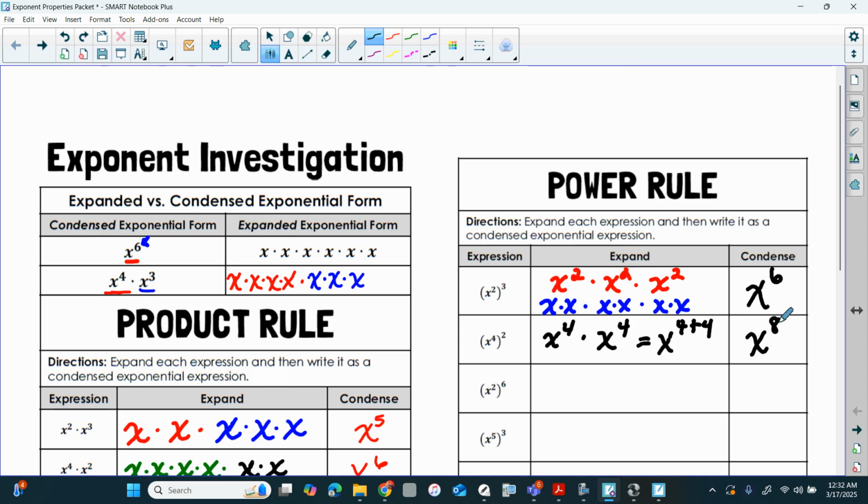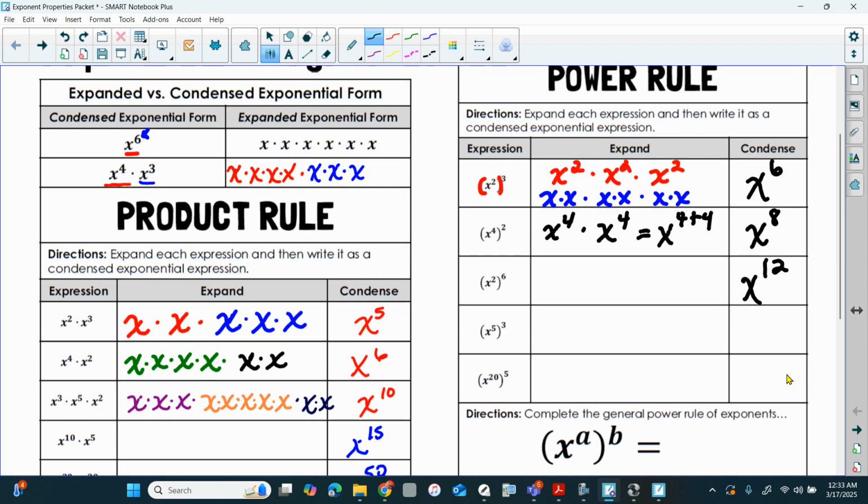I'm not sure if you're seeing. When I have an exponent outside the parentheses, the key to this is I have to see parentheses. I have to see the exponent outside. If there's an exponent outside the parentheses compared to our exponent inside, now we're just multiplying the 2 together. If I do 3 times 2, that gives me 6. If I do 2 times 4, that gives me the 8. So x to the 2nd power raised to the power of 6 would end up being x to the 12th power. Okay? This would be x to the 15th power.